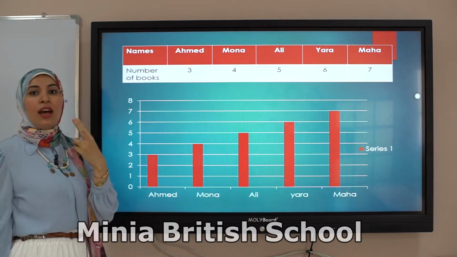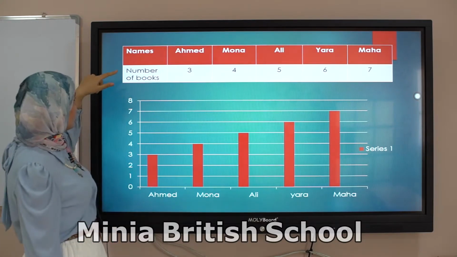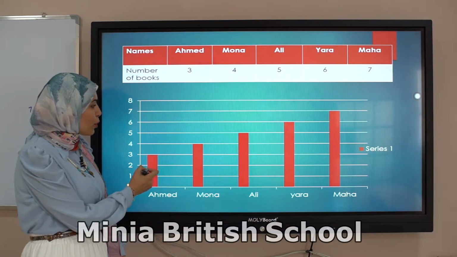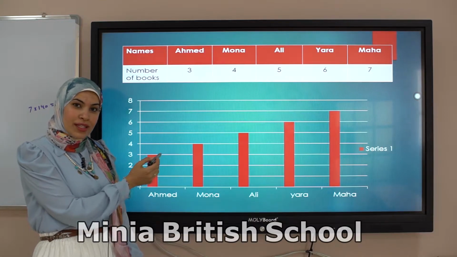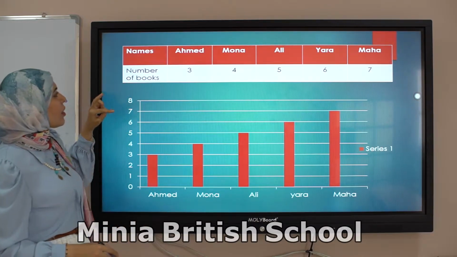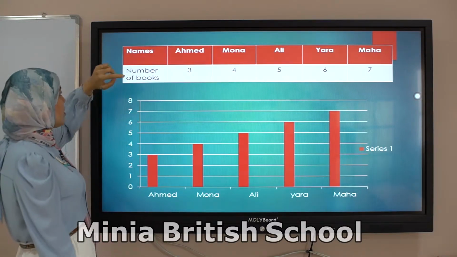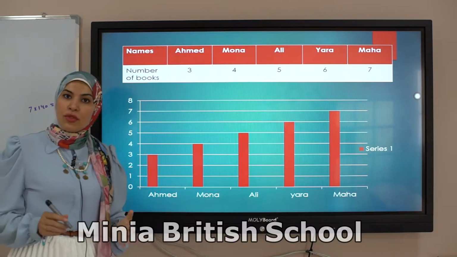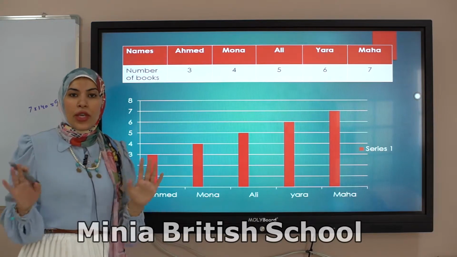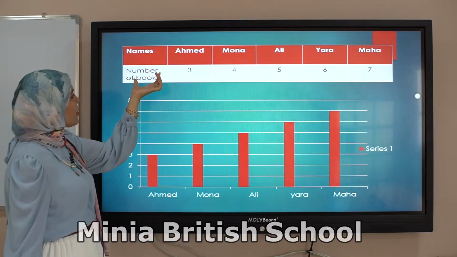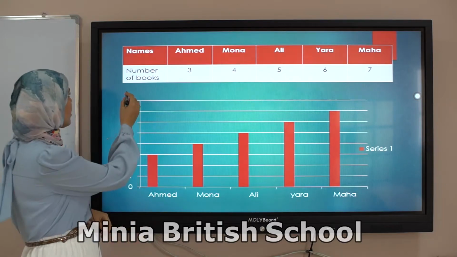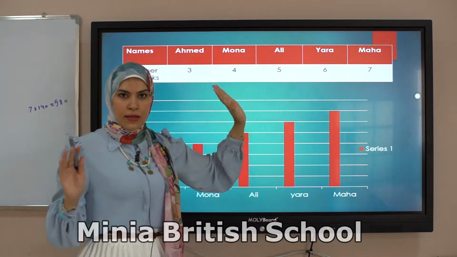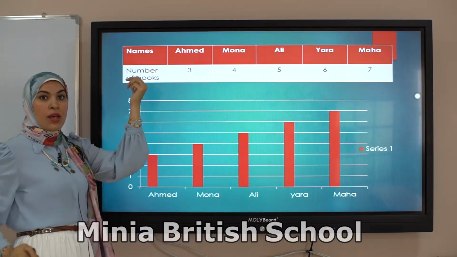In representing data, I have two things. The first thing, this table, and the second thing, this graph. This is called a graph. In this table, I have two rows. The first row is for names. Names of students like this, names of animals, names of shapes, names of anything, okay? And the second row is for numbers like this, number of books, 3, 4, 5, 6, okay? Okay, it's about the table.